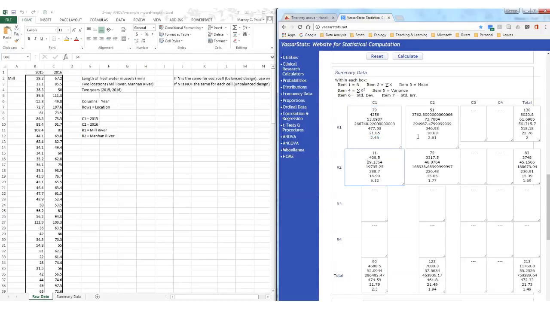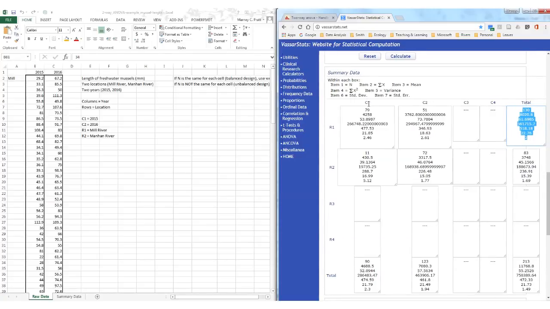It gives you those values for each combination of your two factors, but it also gives the information for the factors pooled over the other factor. So row 1, remember, is the Mill River. These values here are the Mill River for both years. So now we have 79 plus 51 is 130. So this is for all the Mill River for both years. This is for all the Manhan River for both years.